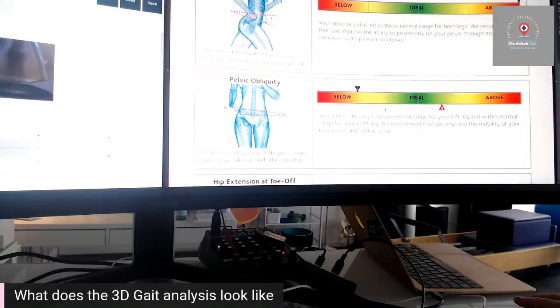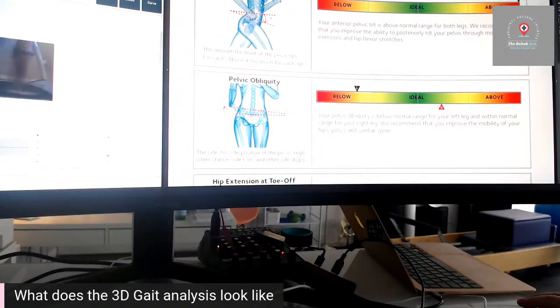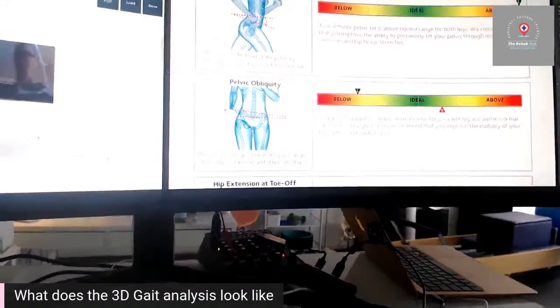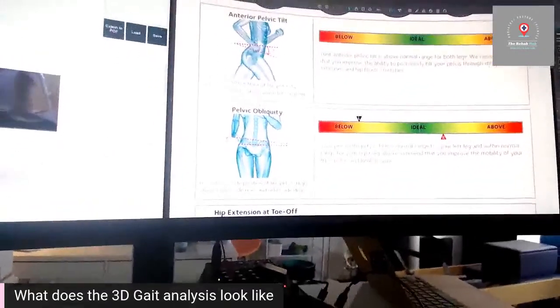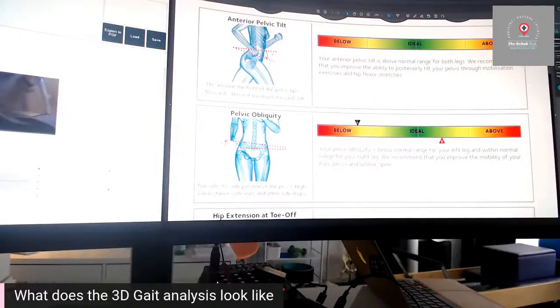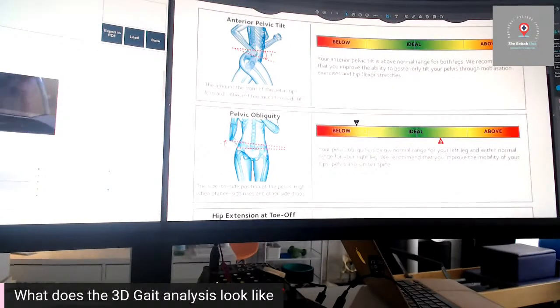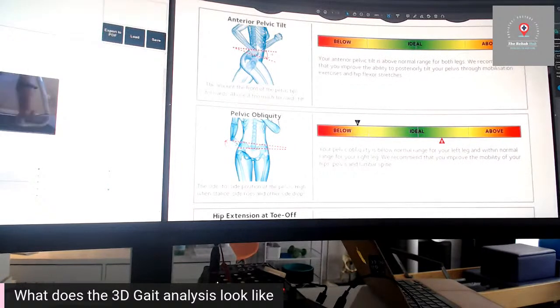Then coming down, we've got the traffic light system. This was developed by Oxford Jury, just to make it easy for the patients to read the data. So we've got anterior pelvic tilt. We can see over here we've got the left and the right side, and you can see they're way above, right? So a big, massive anterior pelvic tilt for this particular patient.